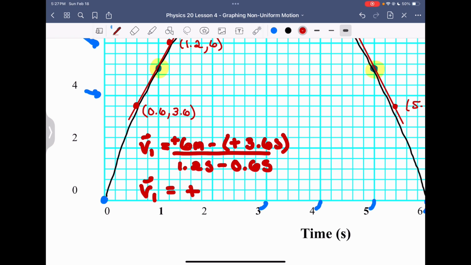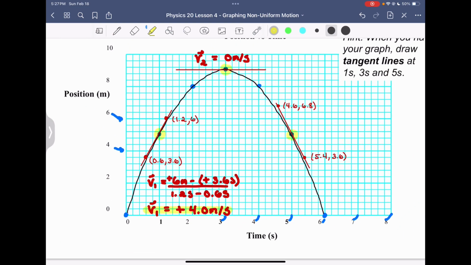6 minus the 3.6 is going to give us 2.4. And then 2.4 divided by 0.6 from the denominator, that's going to give us a value of positive 4.0 meters per second. Excellent. There we go. Now, here's what I want you to recognize.